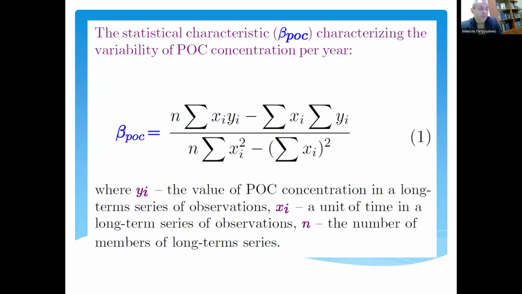The statistical characteristic beta POC, characterizing the variability of POC concentration per year, was calculated using a well-known equation on the slide. Identification of trends in POC variability was carried out on the basis of graphical material built using averaged satellite data in the period 2000-2023.